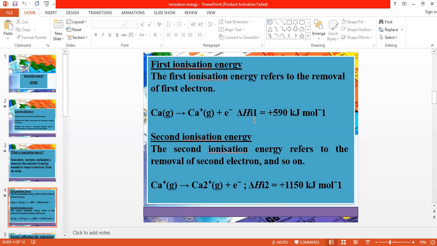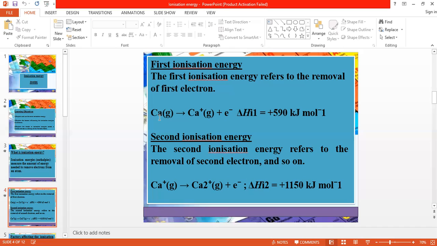First is when you remove the first electron, second is when you remove the second electron. What is the difference between first ionization energy and second ionization energy? The difference is the amount of energy. You can write it like this: second ionization energy is greater than first ionization energy, because it is difficult to remove an electron from the ionic form as compared to the atomic form.